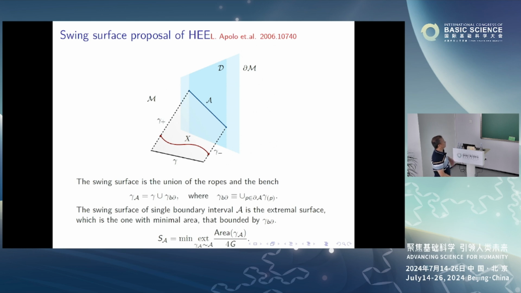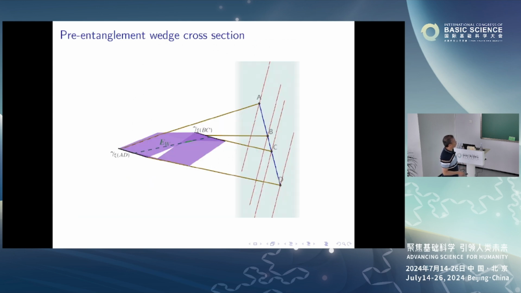And on the holographic side, we use this three-surface proposal, as I have mentioned before. Now we have two intervals, this AB and CB.